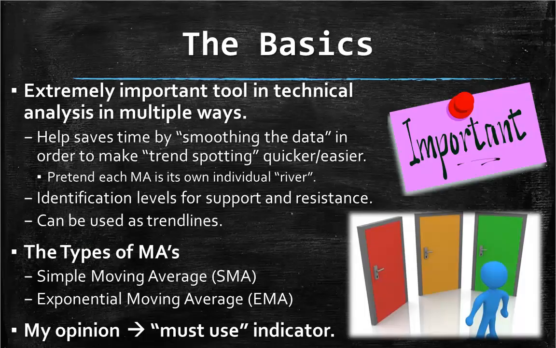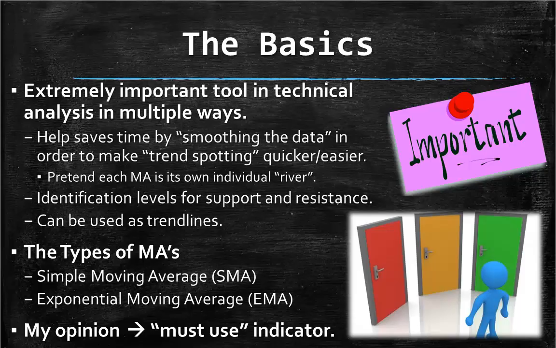The basics: an extremely important tool in technical analysis in multiple ways, and this is why I would say this is my favorite of them. The main reason, they help save time by smoothing the data in order to make trend spotting quicker and easier. So pretend each MA is its own individual river, and then you can start to see trends that much better. I mean, is this a bullish river? Is this a bearish river? Moving averages make answering those questions much better.